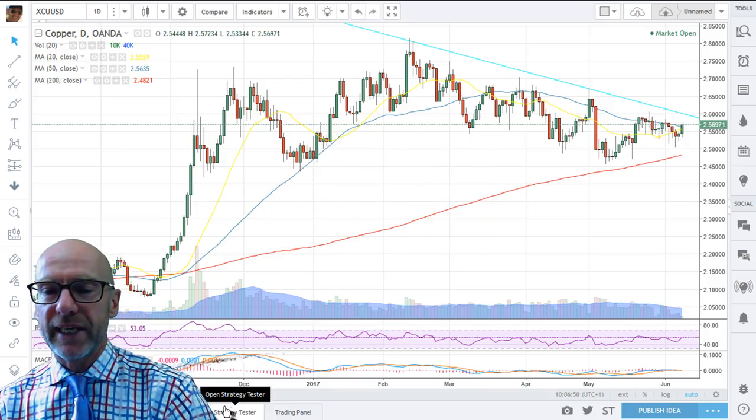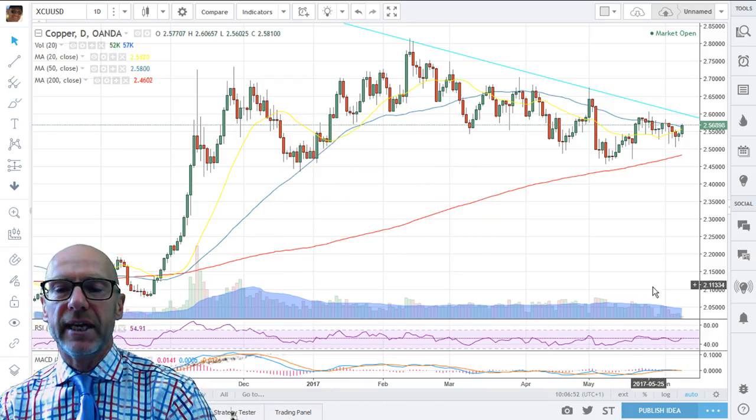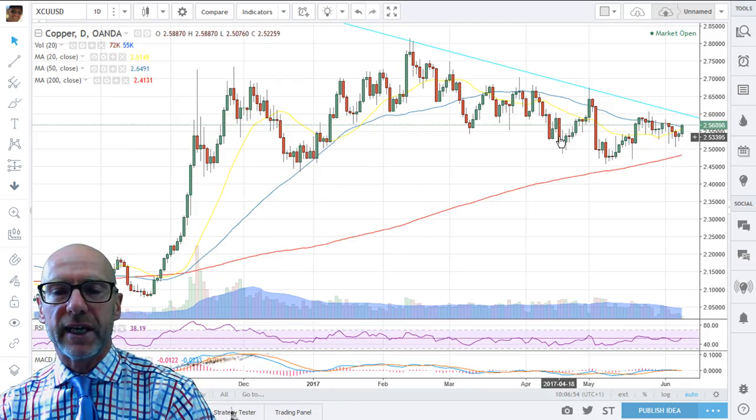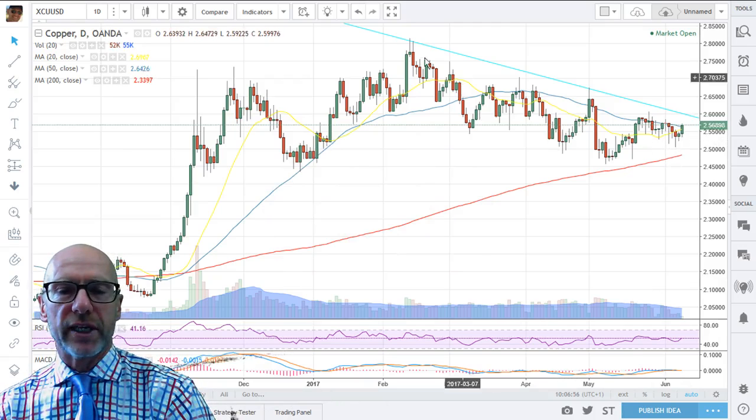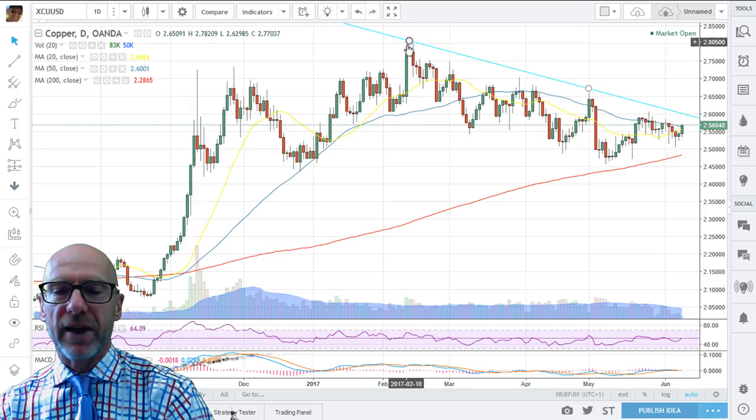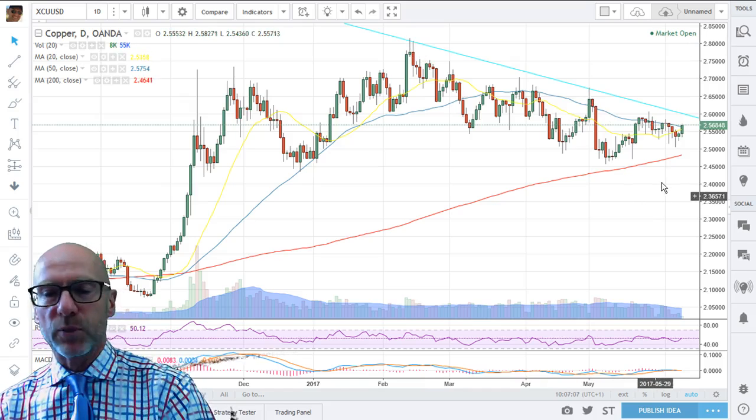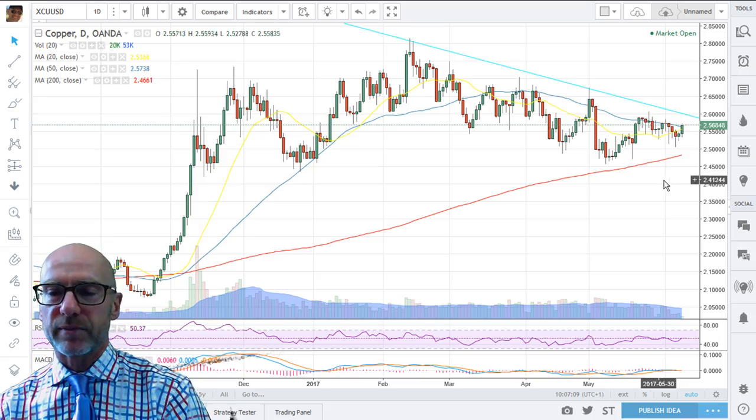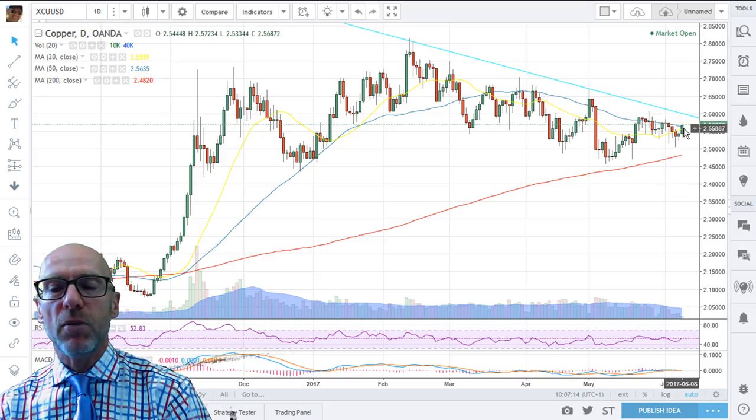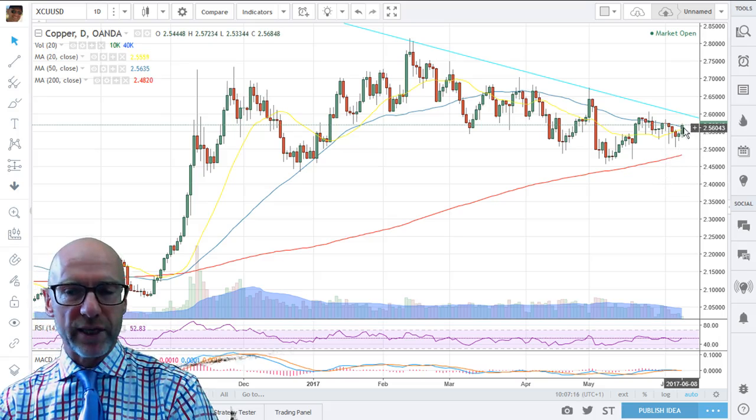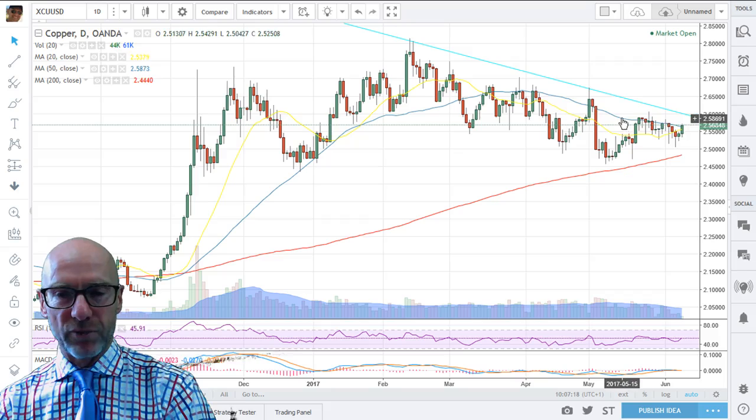So here we have the daily chart, and here you can see the downtrend that I've drawn, which is through the highs of the 10th of Feb and through the highs of the 1st of May, and you can see that we're still bound by this downtrend. We have had a good couple of days that at the moment has taken us above the downtrend and 50 moving average, which is this blue line I hope you can see.